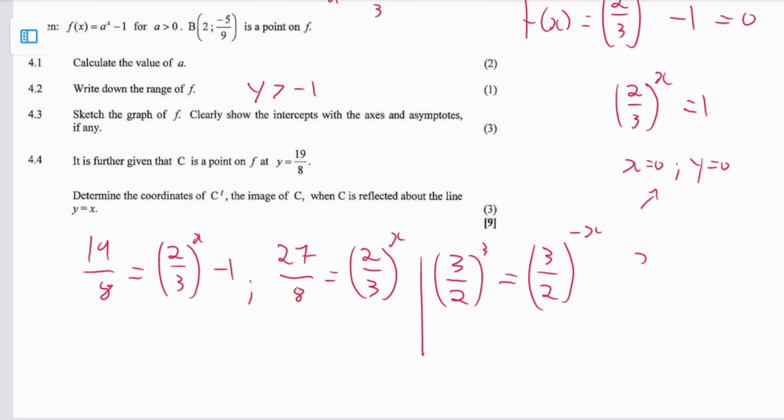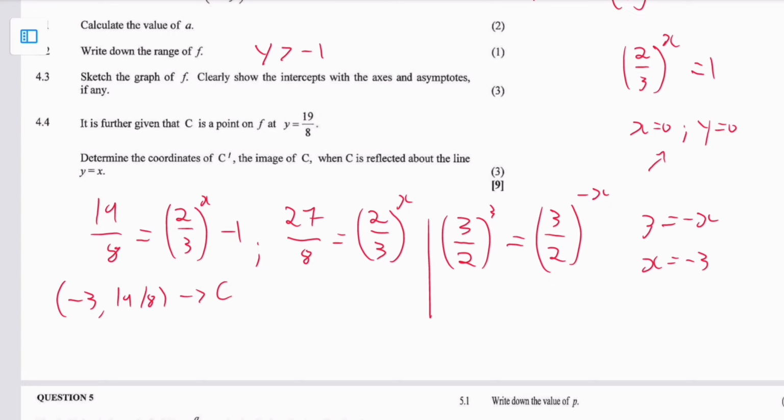And so then we can say that 3 equals -x. x is equal to -3. So we know our original coordinate is -3, 19 over 8 for C. So for C prime, we just swap them around. It's going to be 19 over 8 and -3. So yeah, there you go. Not too crazy.